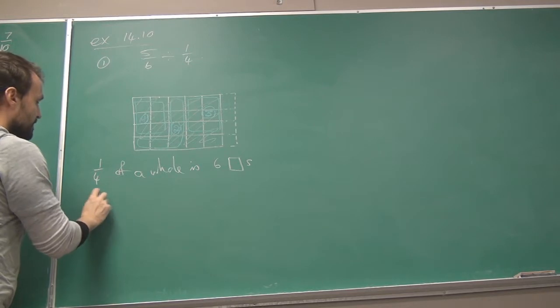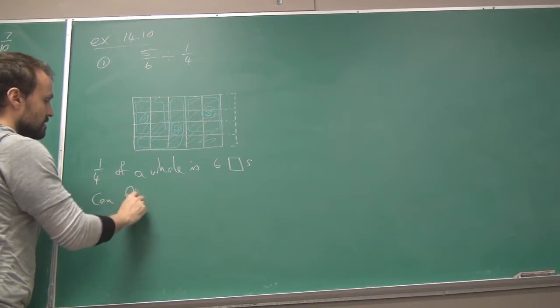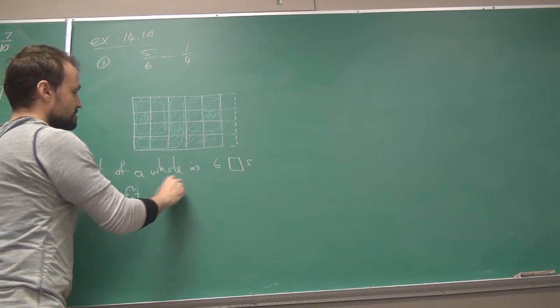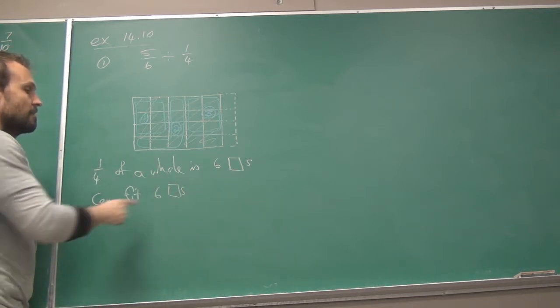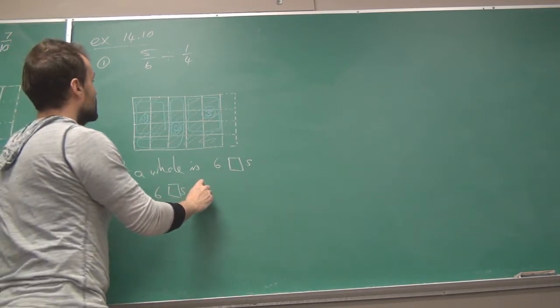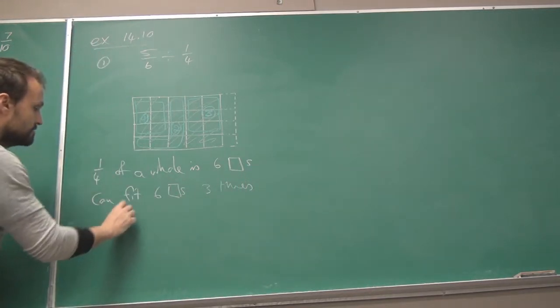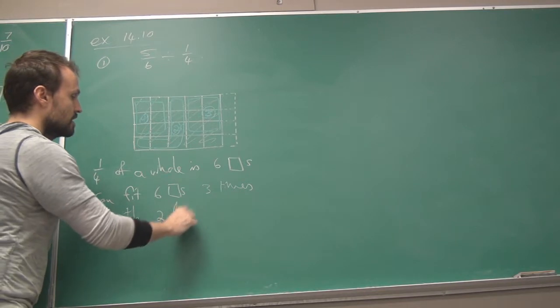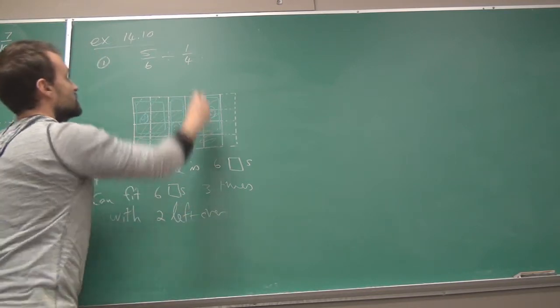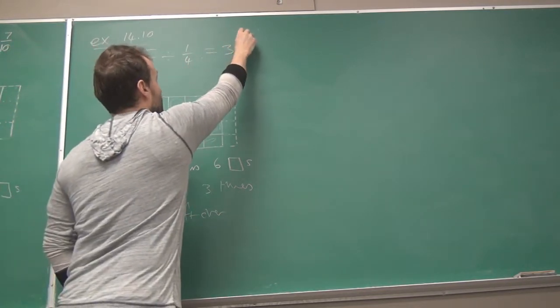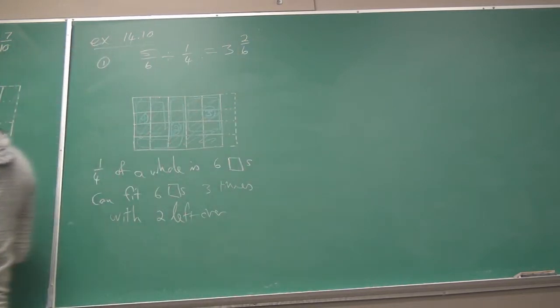So we can fit 6 of my little squares 3 times with 2 left over. So the answer is 3 and 2 over 6. 2/6 of another time, of another group I can fit in, not a whole group. Only a fraction of another group.